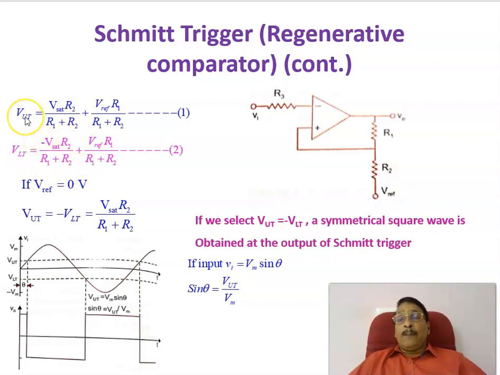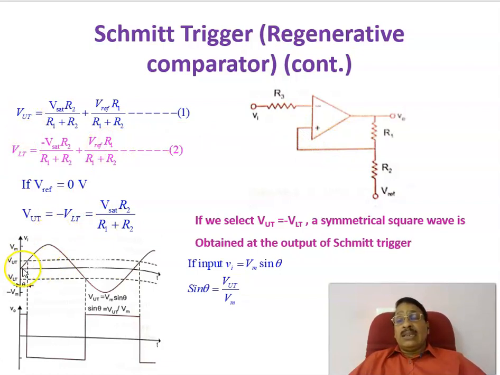Meaning that the upper threshold voltage is equal to minus of the lower threshold voltage. VUT equal to minus VLT. We will be getting VUT equal to minus VLT, which is equal to Vsat into R2 divided by R1 plus R2. This will happen when this is grounded. Rather than applying a reference voltage, if you ground this one, then the upper threshold voltage is equal to minus of the lower threshold voltage.